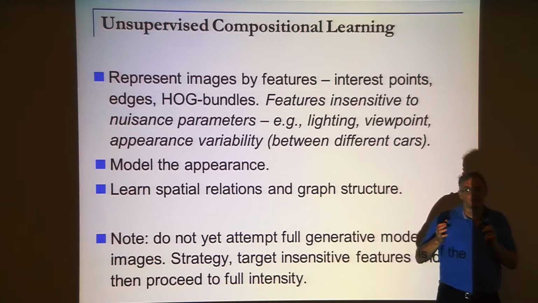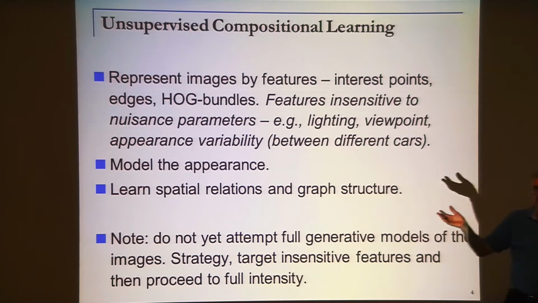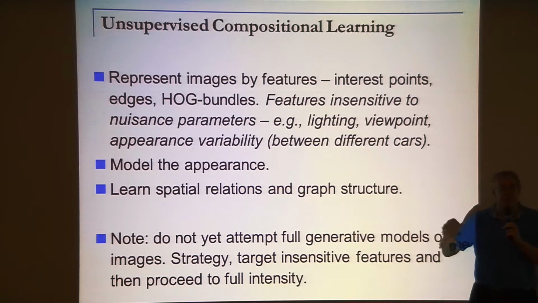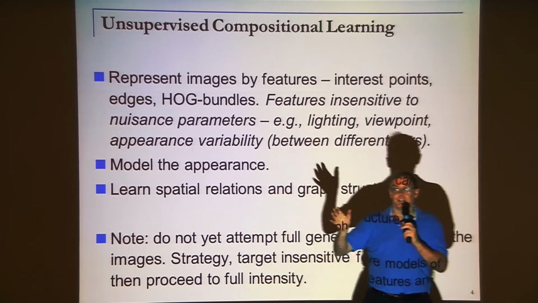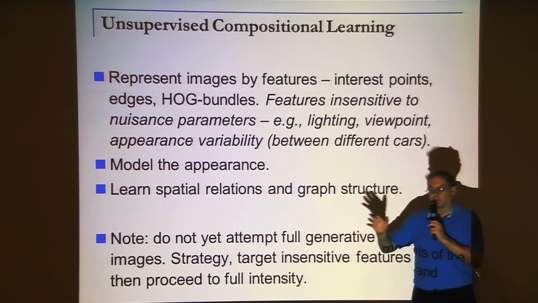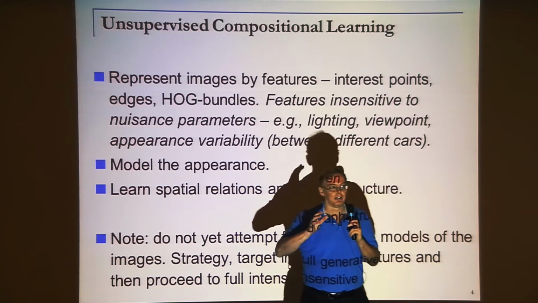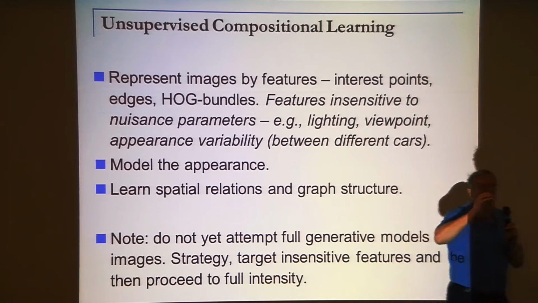However, there's an enormous amount of variability in the appearance of a car, particularly, say, of the appearance of the windows. It's going to depend what's behind the windows, what's lighting on it. So the issue is, do you really want to model those first? And so it may be better to try and model certain features of the image which are in some sense insensitive to the variations of the object.